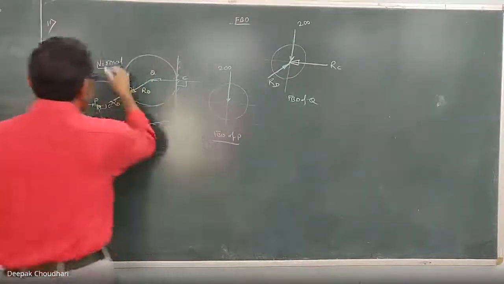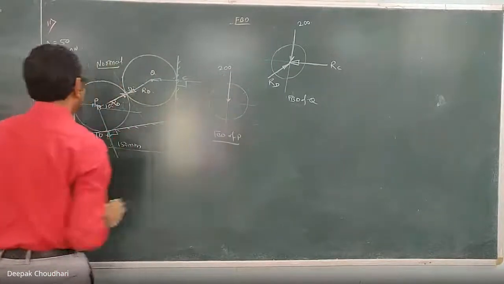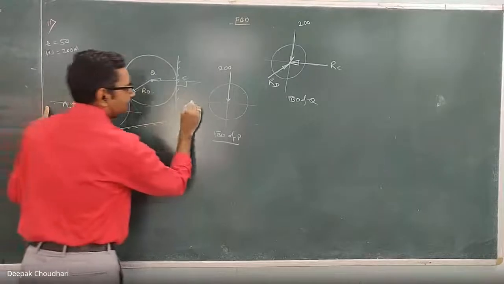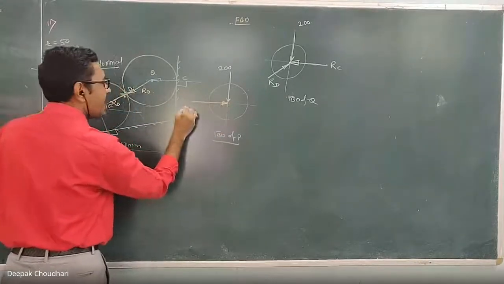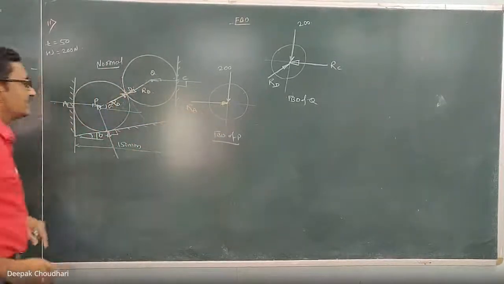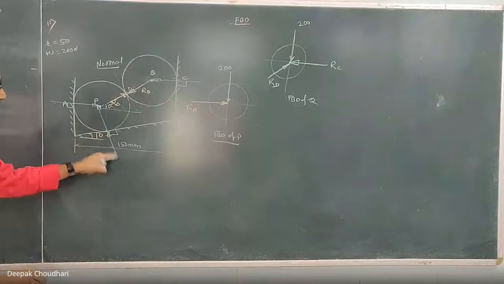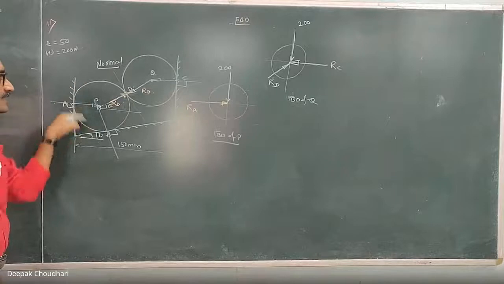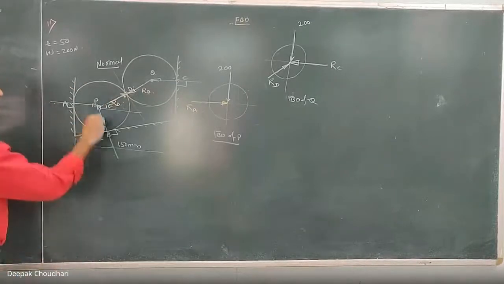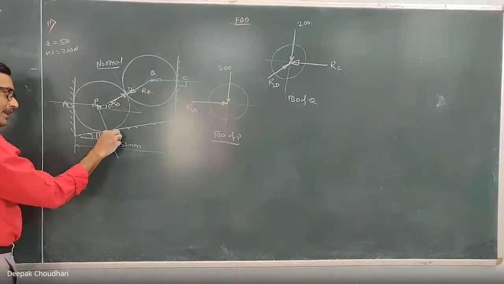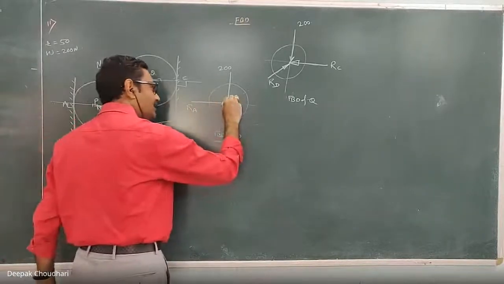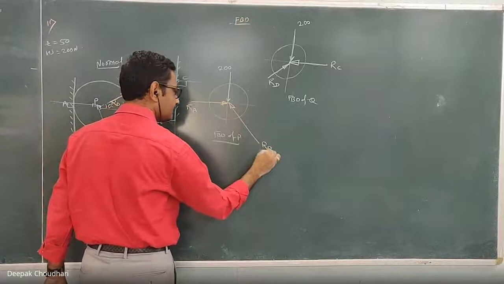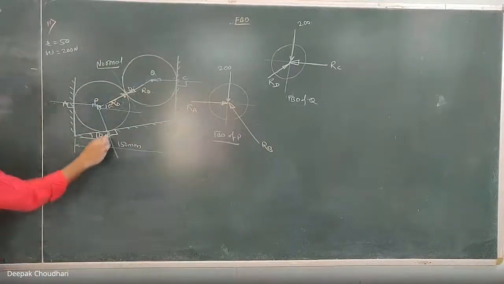Understood? FBD of P, this is the weight. The second force is the reactive force exerted by this surface on this P. Here this is RA. Then at this point B, the reactive force is exerted by this bottom surface on this cylinder P. This is the normal reaction, which will be perpendicular to this surface. Here it is RB. Understood? Here it is normal to this surface.